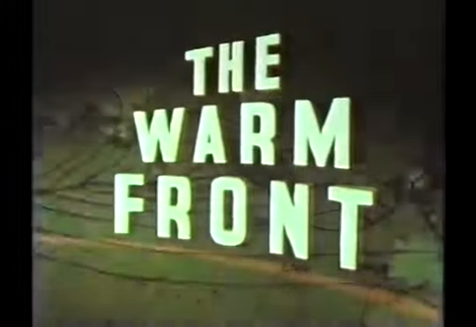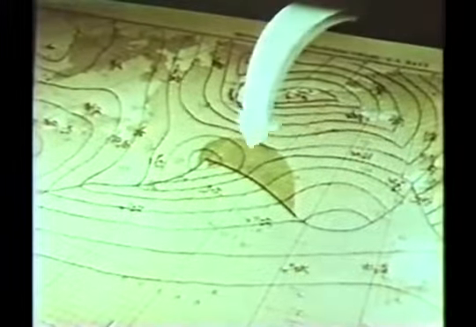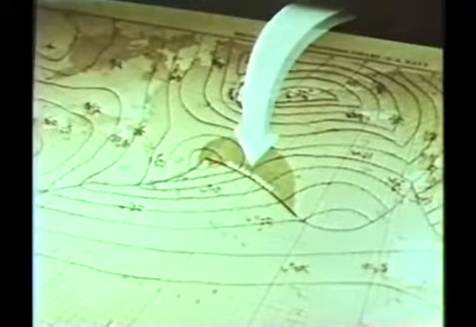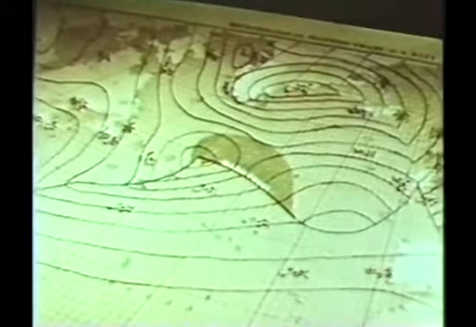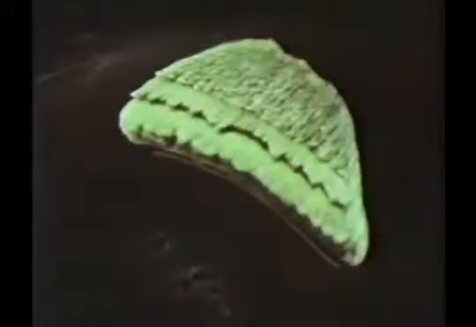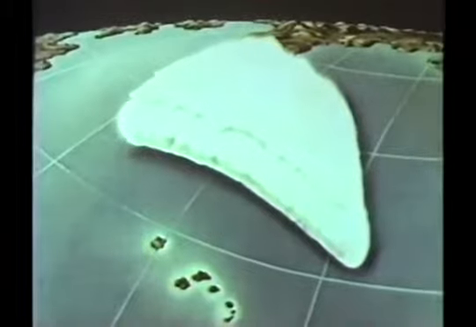A warm front is indicated on the surface weather map by a red line. On the map, this line is only a few inches long and a fraction of an inch in width. But to you as a pilot, this small line represents the surface boundary of a large area of weather covering several thousands of square miles.